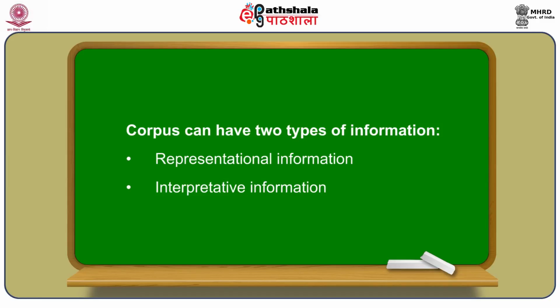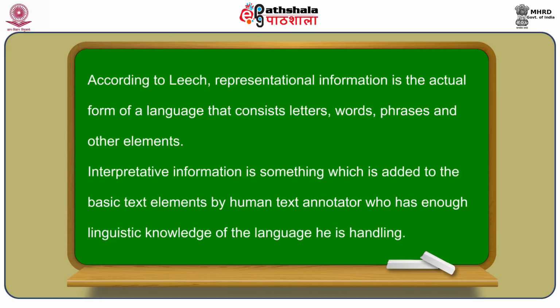We argue that, as we have noted, a corpus can, as proposed by Leech, have two types of information. One is representational, another is interpretative. According to Leech, representational information is the actual form of a language that consists of letters, words, phrases, and other elements. On the other hand, interpretative information is something which is added to the basic text elements by a human text annotator who has enough linguistic knowledge of the language he is handling.